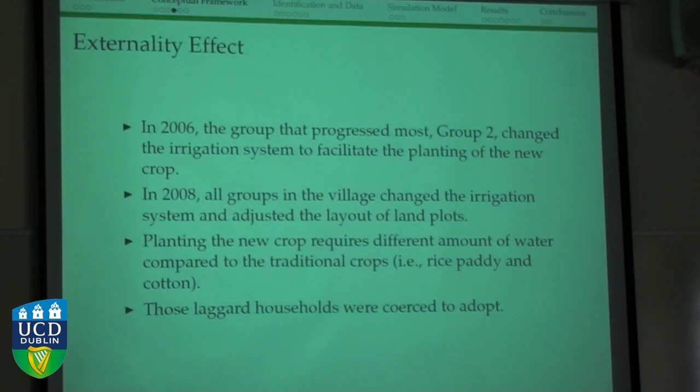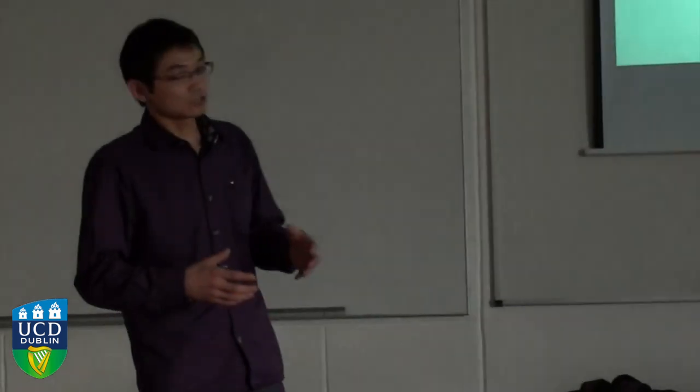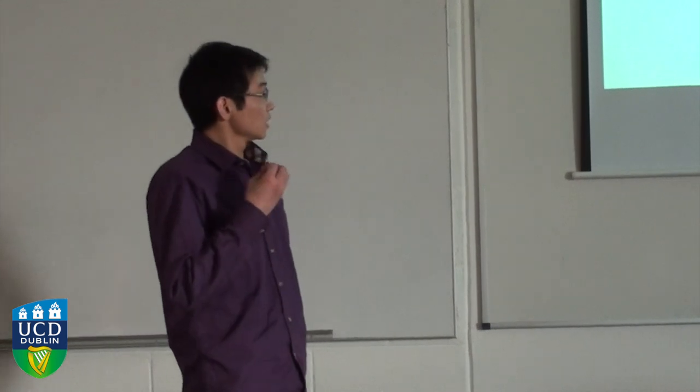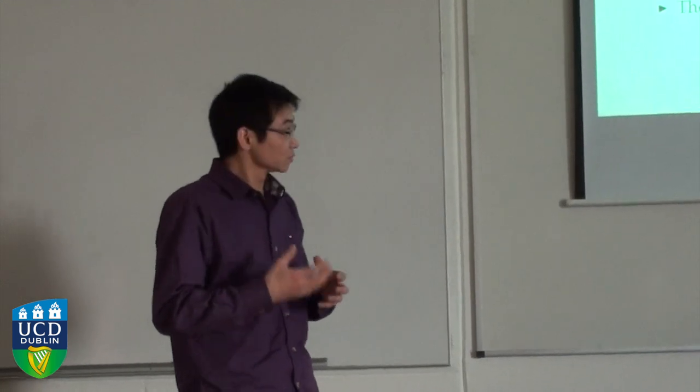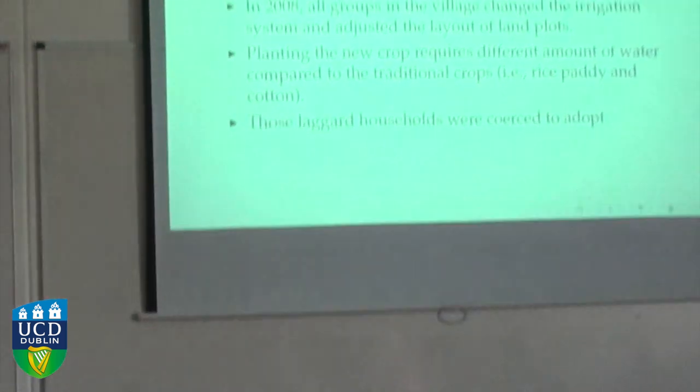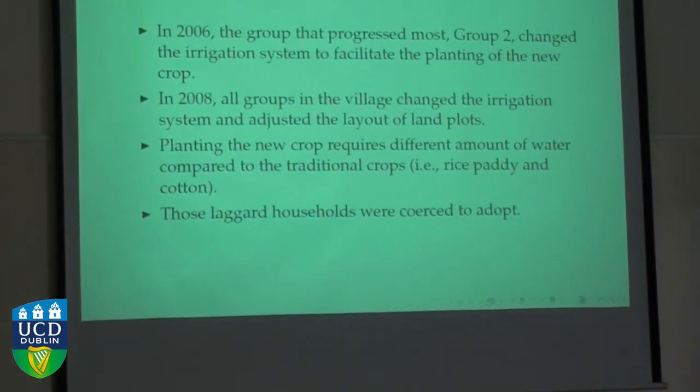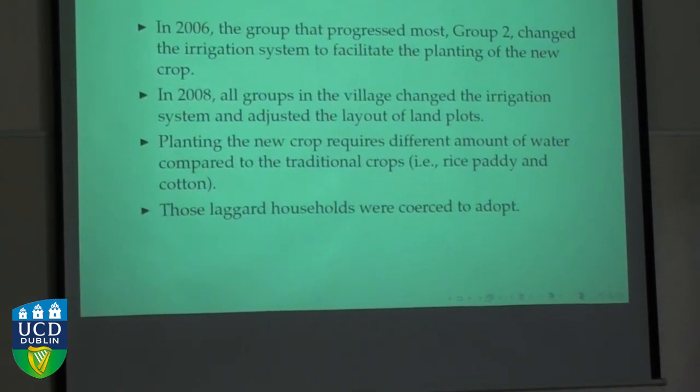The rice paddy and the cotton are traditional crops in this region. So they changed the system. Once they changed, in 2008, all the other groups also changed the system, and even changed the layout of the land plots in order to satisfy the planting of the new crop. So when the irrigation system and the layout of land plots changed, those who didn't want to adopt had to adopt now, because all the others had changed this, so the lagging households were coerced to adopt.